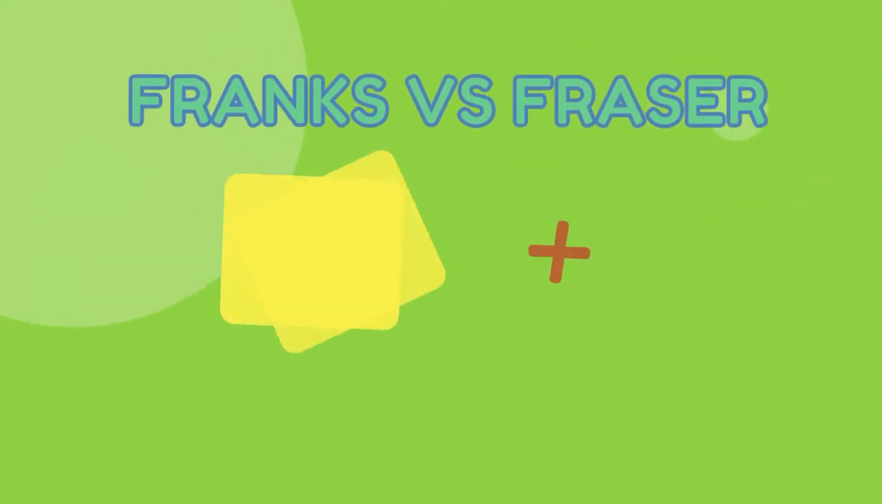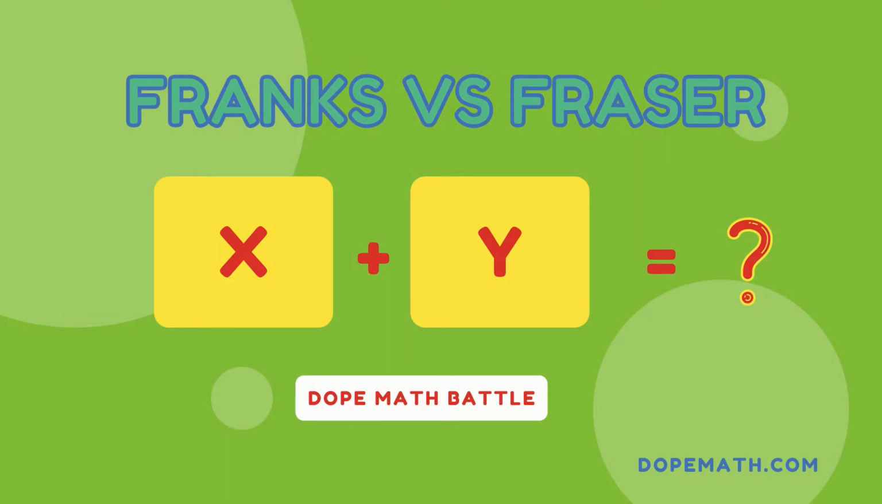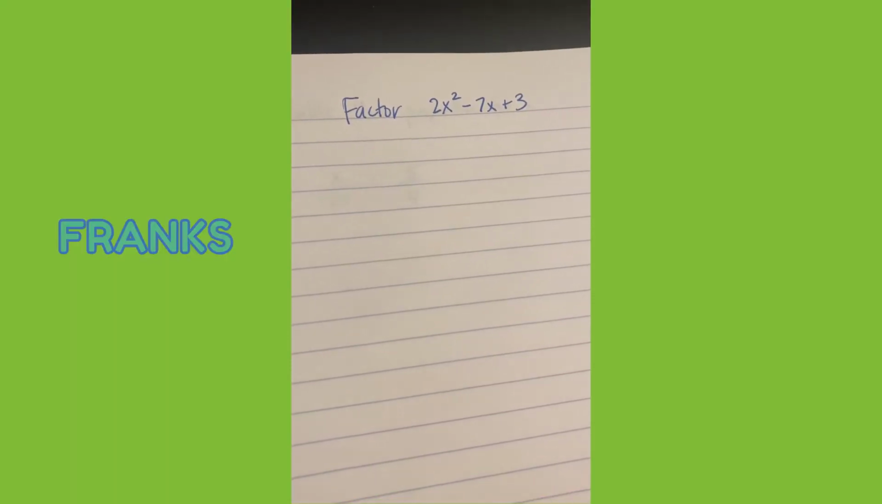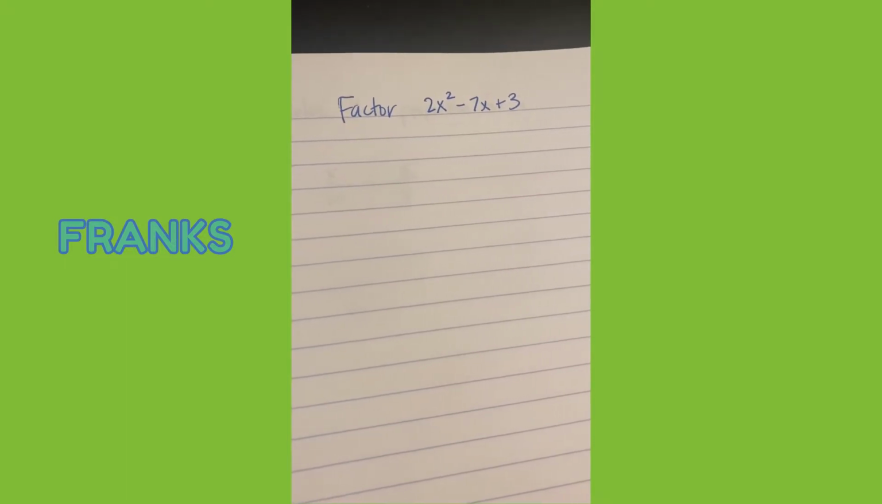And now let's get back to the math. We are factoring quadratic expressions. Here we go. Factor 2x squared minus 7x plus 3.